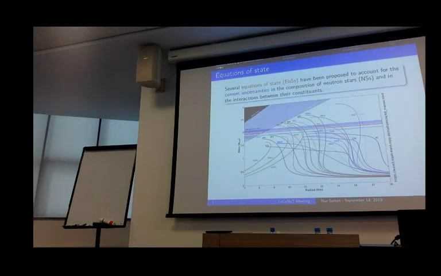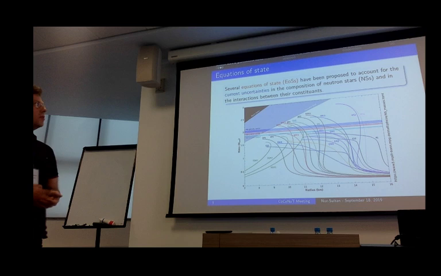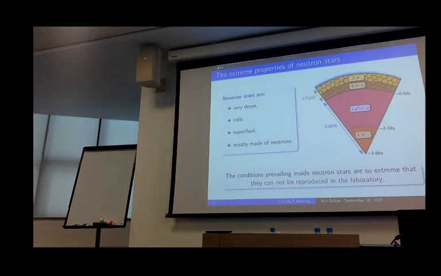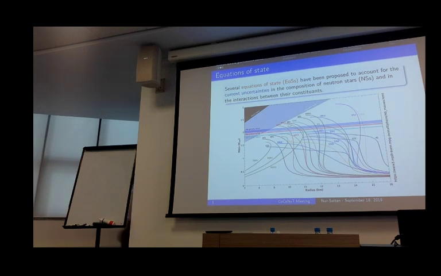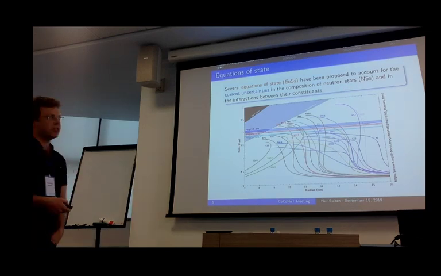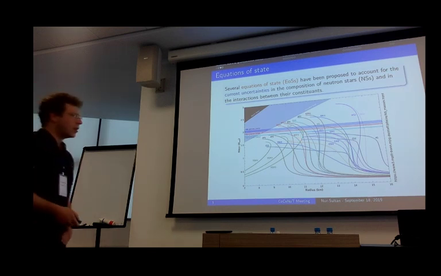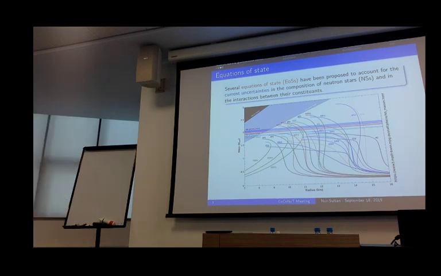One of the main ingredients we need to model this star is the equation of state, which relates pressure to density, and which depends on the composition of the star and on the interaction between its constituents. Since these two aspects are poorly known, several equations of state have been suggested, and each of them can be characterized by its corresponding mass-radius relation.